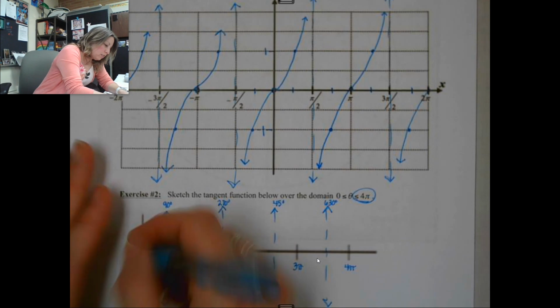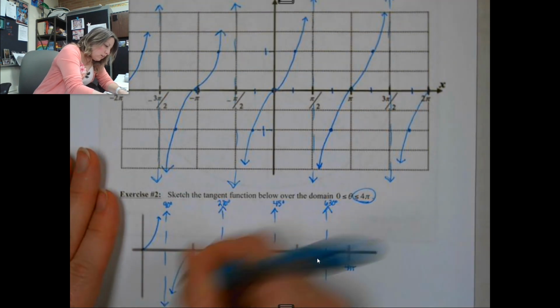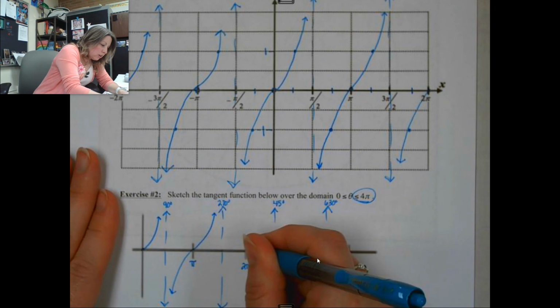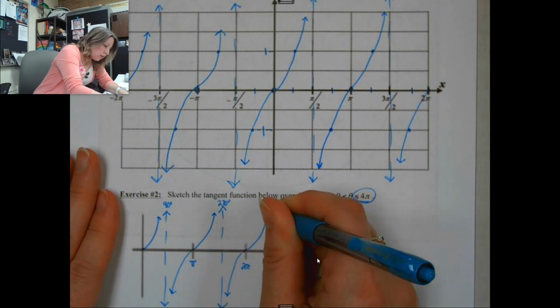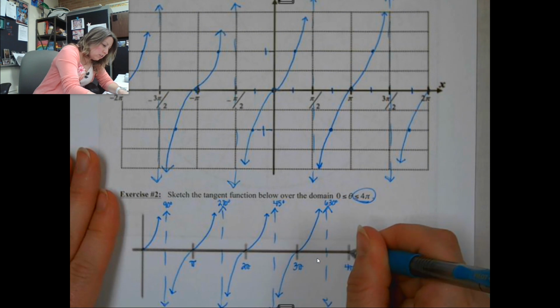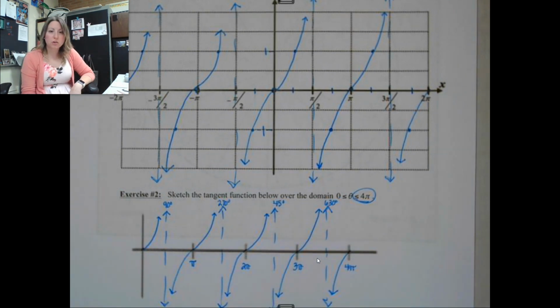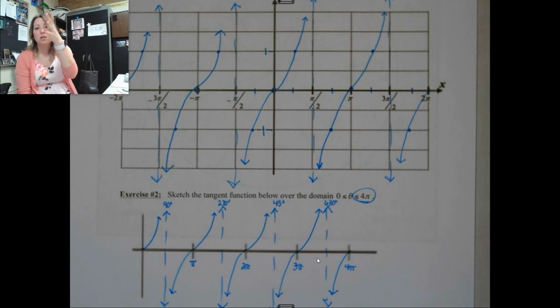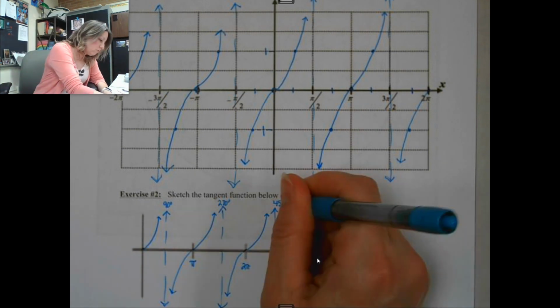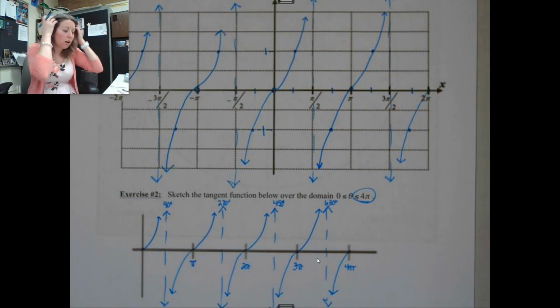Now let's get them on there. So here, there you go. Here is this way, and then out this way. Here is this way, then out this way. Here is this way, then out this way. And here is this way. Stop right there. That's a tangent function right there. Asymptotes at 90, 270, 450, and 630. Asymptotes starting at 90 every 180 degrees after that.